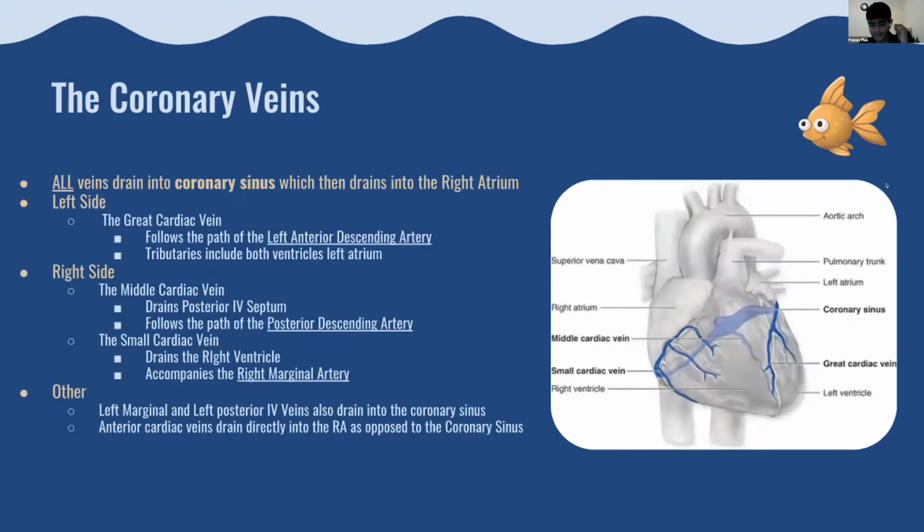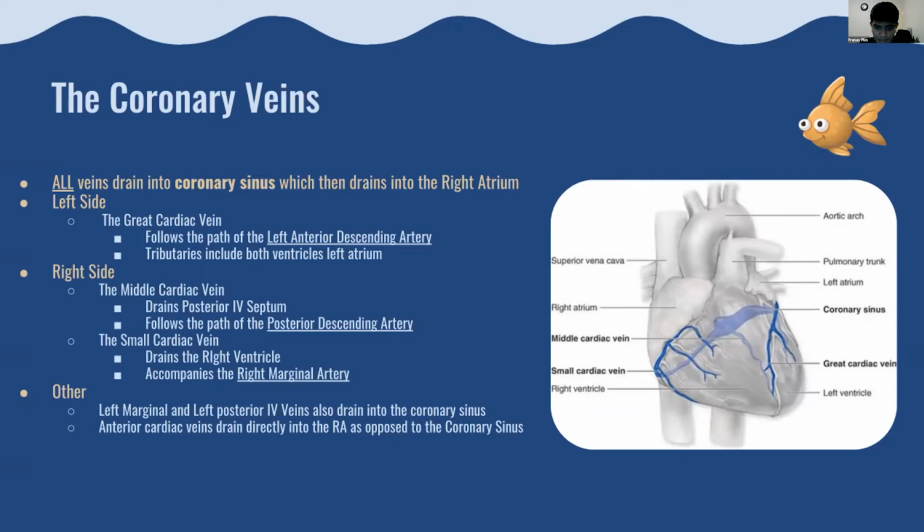Next, coronary veins. This is definitely something that I've seen in lots of exam questions. All of the veins drain into the coronary sinus, which then drains into the right atrium. In the image, the coronary sinus is a really big vein that traverses the entire heart. If we break it up into left and right side, the left side is mainly drained just by the great cardiac vein. This follows the path of the left anterior descending artery, the same thing as the anterior interventricular artery. The tributaries include both ventricles and the left atrium.